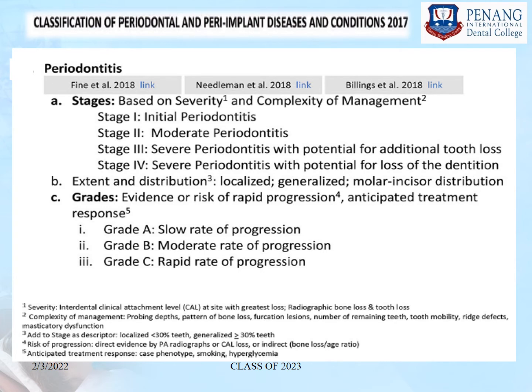So grade A, they have a slow rate of progression. These are people with bone loss, but they would be going at a very slow rate of progression. Grade B would have moderate bone loss or moderate attachment loss taking place. But grade C individuals are people with a rapid rate of disease progression.